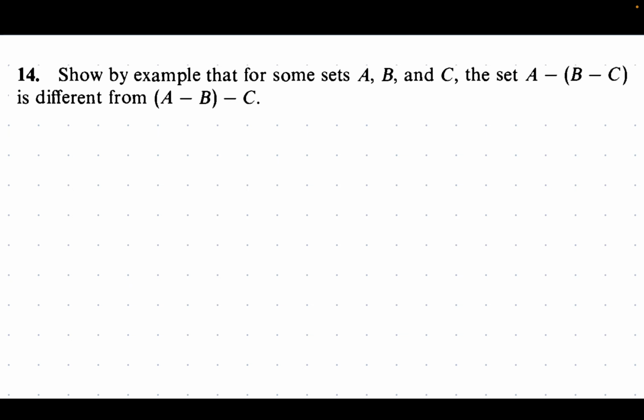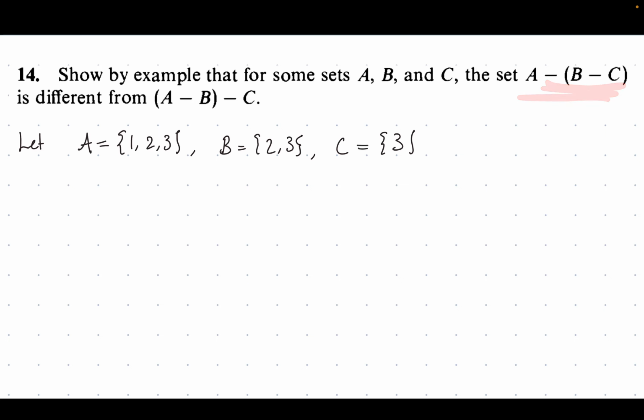Okay, so I'm going to let A equal the set containing the numbers 1, 2, and 3. B is going to contain 2 and 3. And C is going to contain just 3. And now we're going to look at these two sets independently, and we're going to compare them at the end.